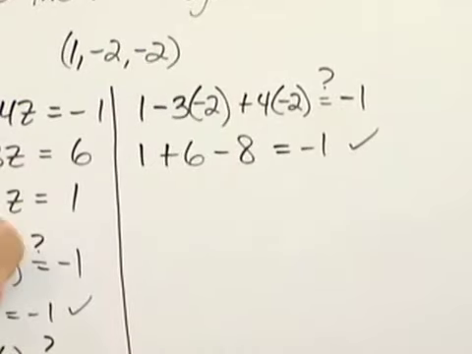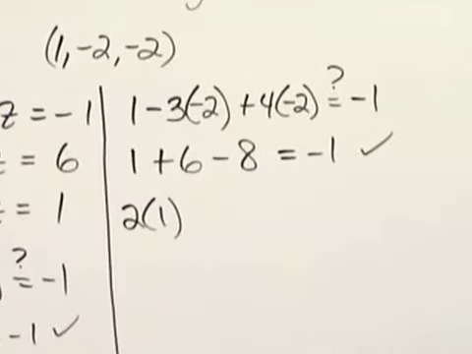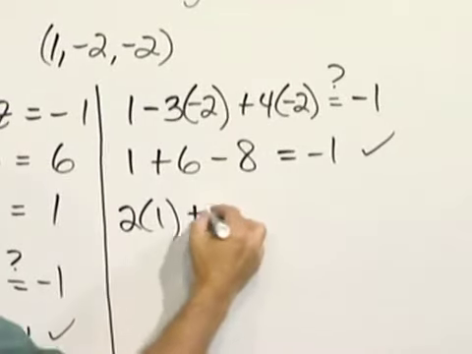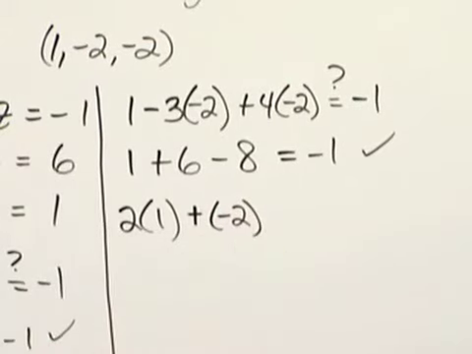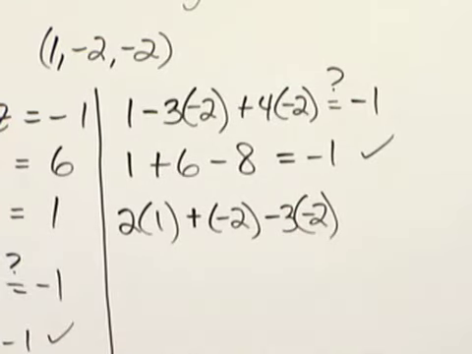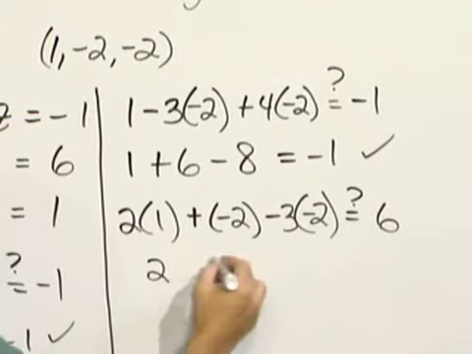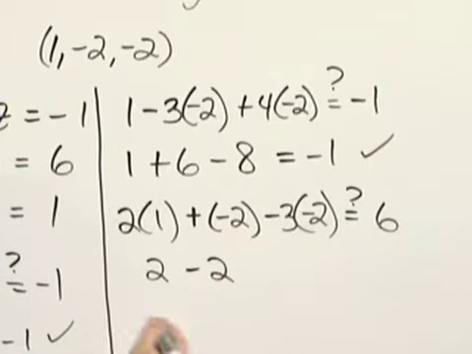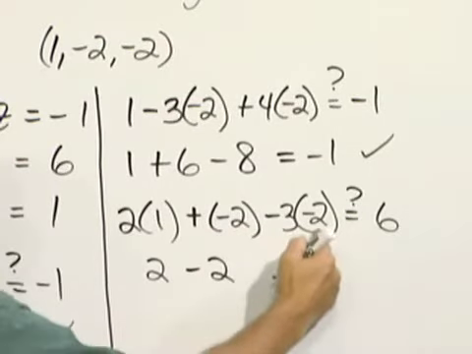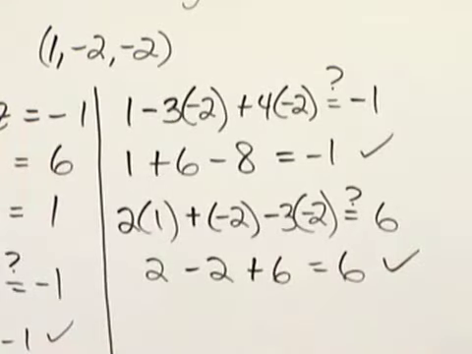Now we substitute into the second equation, so we have 2 times x, which would be 2 times 1, plus y, which would be plus a -2, minus 3 times z, and z is -2. We want to know, does that equal 6? 2 times 1 is 2, plus the -2 is the same as subtracting 2. -3 times -2 is +6, and in fact that does equal 6, so the ordered triple (1, -2, -2) checks in the second equation.